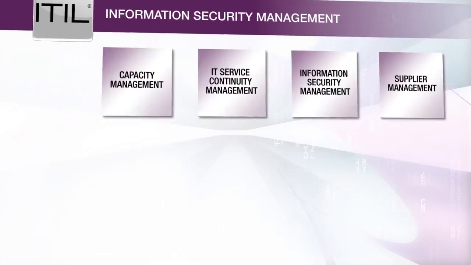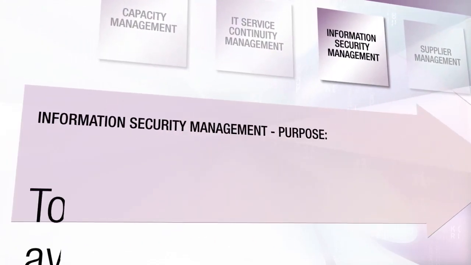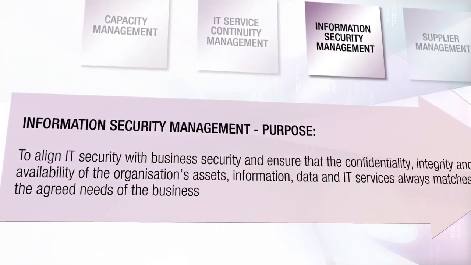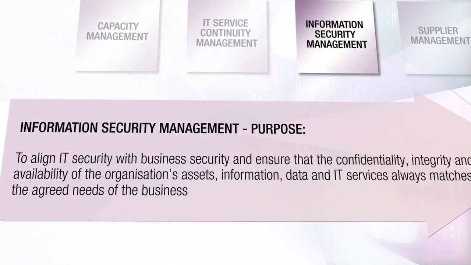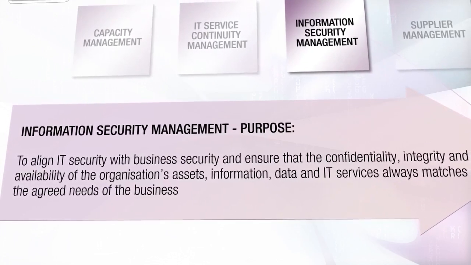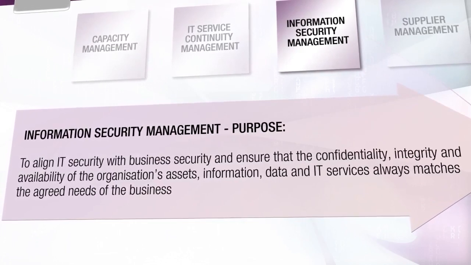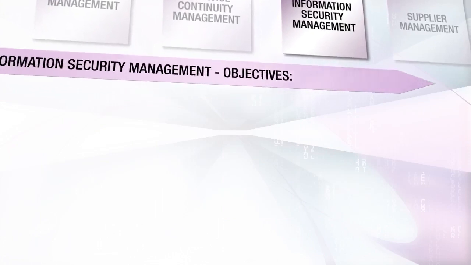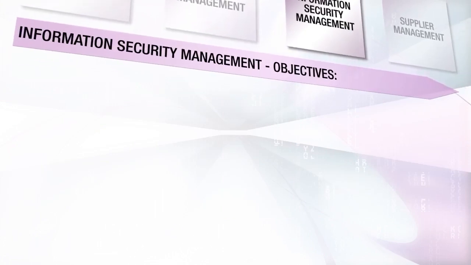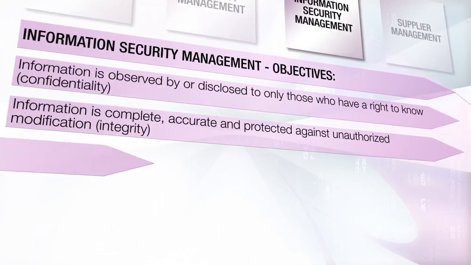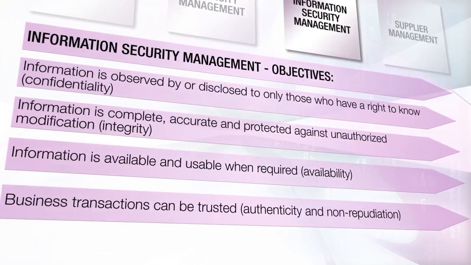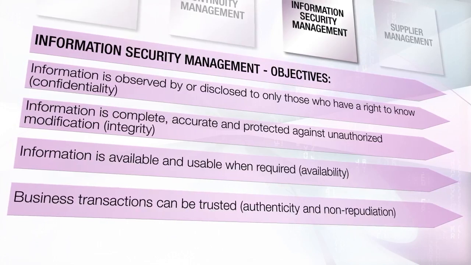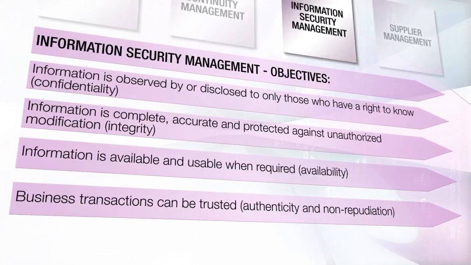The purpose of the information security management process is to align IT security with business security and ensure that the confidentiality, integrity, and availability of the organization's assets, information, data, and IT services always matches the agreed needs of the business. The objective of information security management is to protect the interests of those relying on information and the systems and communications that deliver the information from harm, resulting from failures of confidentiality, integrity, and availability.